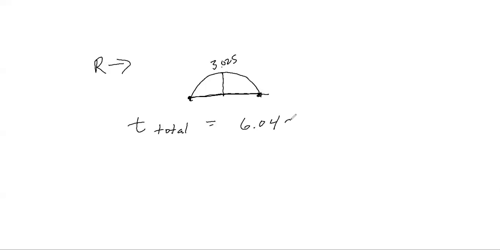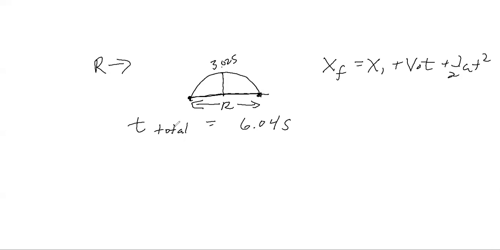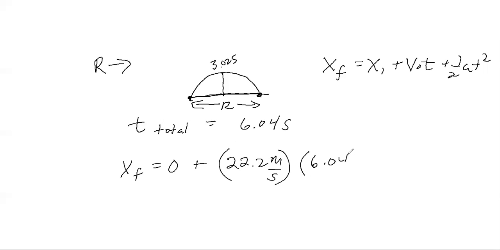equals 6.04 seconds. Anyway, so I'm going to use my displacement equation. Once again, x final equals x initial plus v naught t plus 1/2 at squared. And this time I want the range. The range is the total distance traveled in the x direction. So I'm going to use my x component. So I'm going to have x final equals 0 plus, what was my original, 22.2 meters per second, times 6.04 seconds. And we have no acceleration in that direction, so this is going to be 29.6 meters. And that's my range.